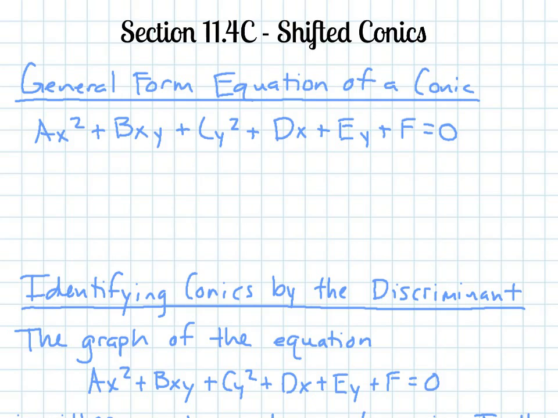But we want to be able to identify conics, especially when their general form is not easily changed into standard form. So here's their general form for an equation for a conic. So you have an ax squared plus bxy plus cy squared plus dx plus ey plus f equals 0. Now the part of your conic from the general form that makes it rotated is this bxy term.